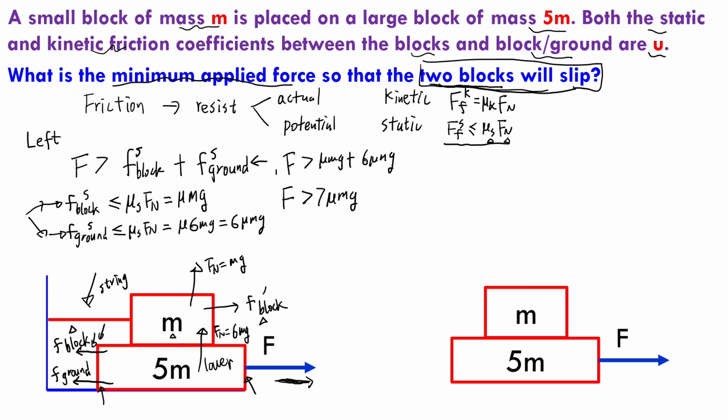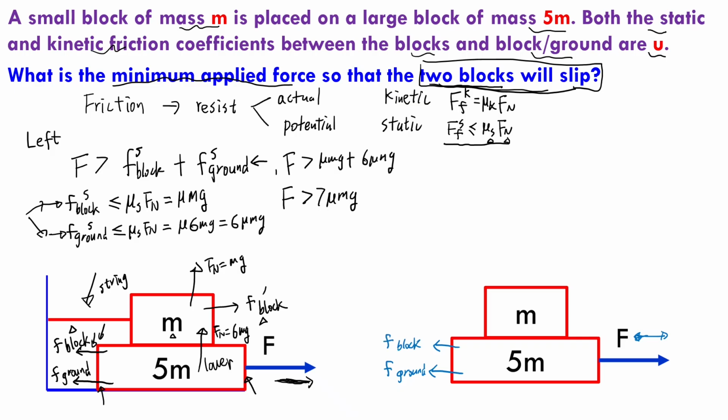Now let's look at the setup on the right. For the right setup, there is no string. And when this applied force is pulling to the right, this lower block has a tendency to go to the right. So there is a potential relative motion. So the ground will provide a friction force here. But will the upper block also give a friction force?